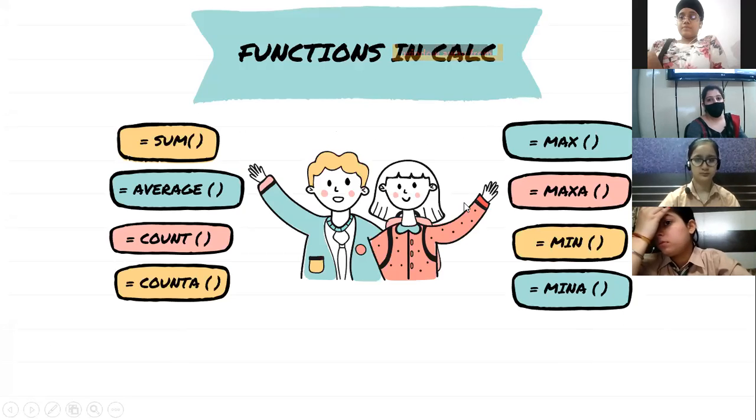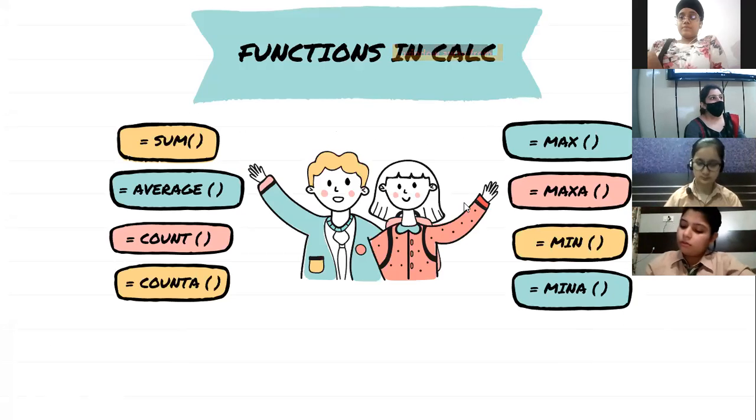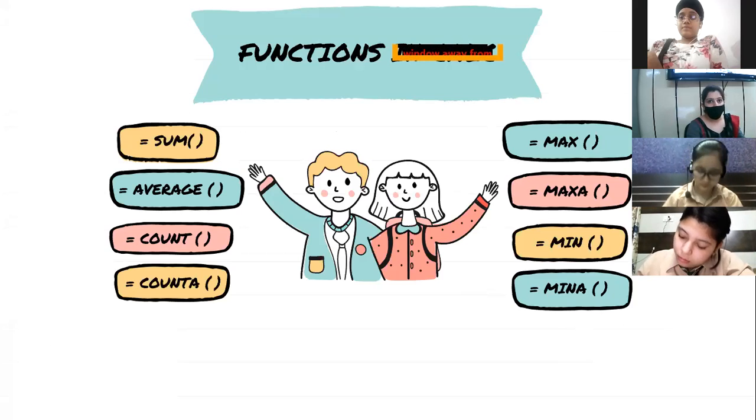The next is, list the names of the functions in CALC. So the functions are sum, average, count, count A, max, max A, min, min A. Note down the names of the functions.